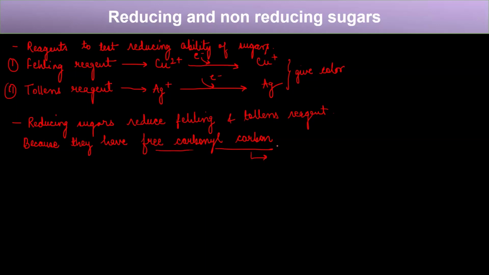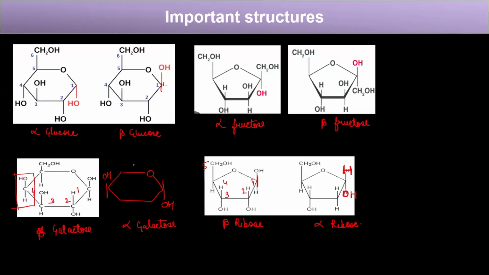Free carbonyl carbon means that it is not involved in any bond formation. So if you look at these structures, these are the major monosaccharide structures, right? This is your carbonyl carbon. This is your carbonyl carbon. If you see any of these carbonyl carbons, none of them are involved in any other bond formation, right?